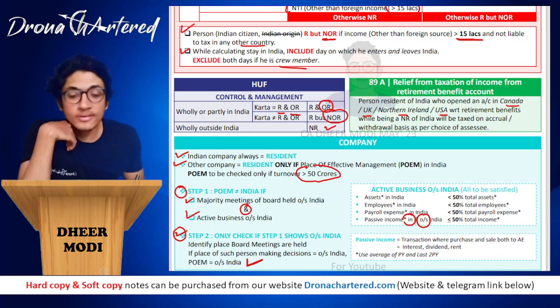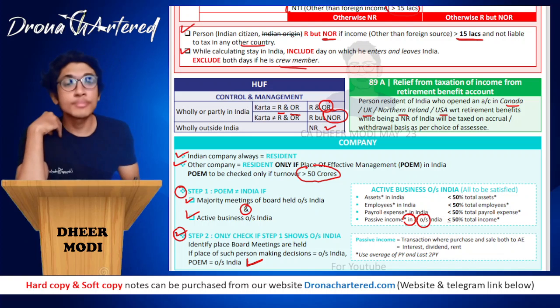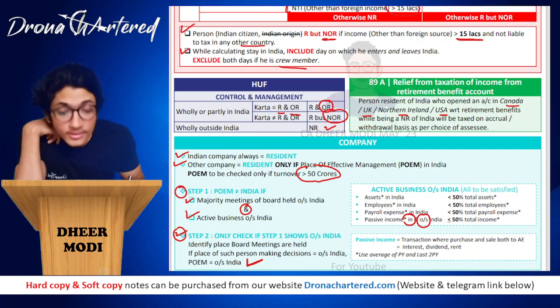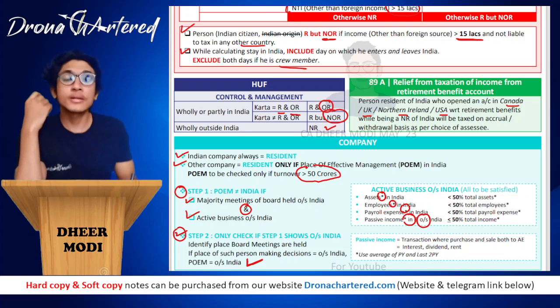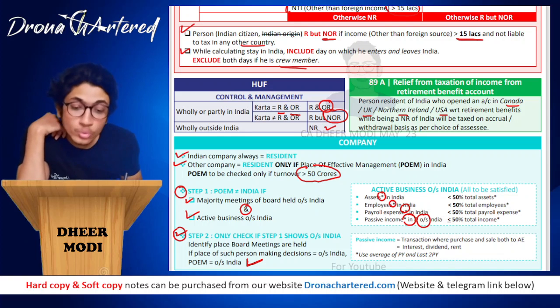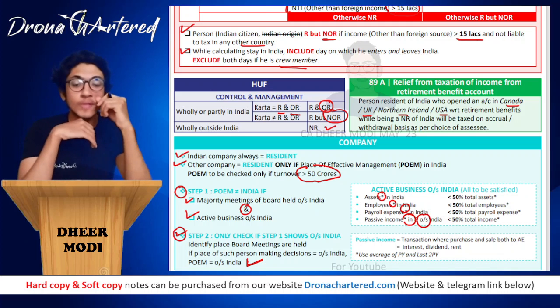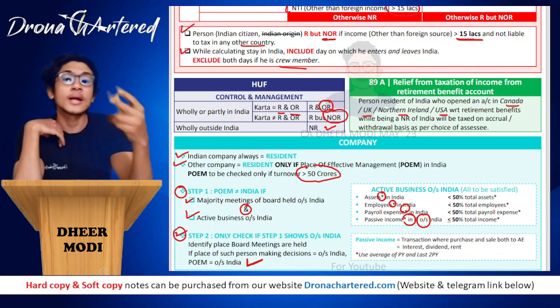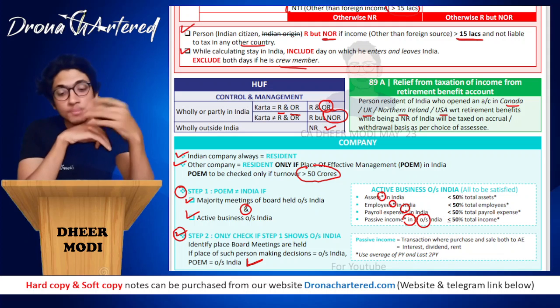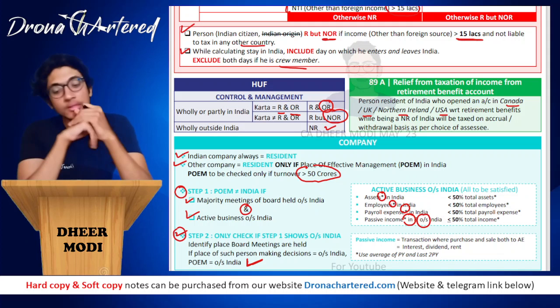So your interest, dividend, and rent are also considered passive income. Now next, if you see, I have put some asterisks over here. These asterisks are used for calculation. That is, use the average of the previous year and the last two previous years. So you have to use the average of the previous year and last two previous years to calculate these figures.